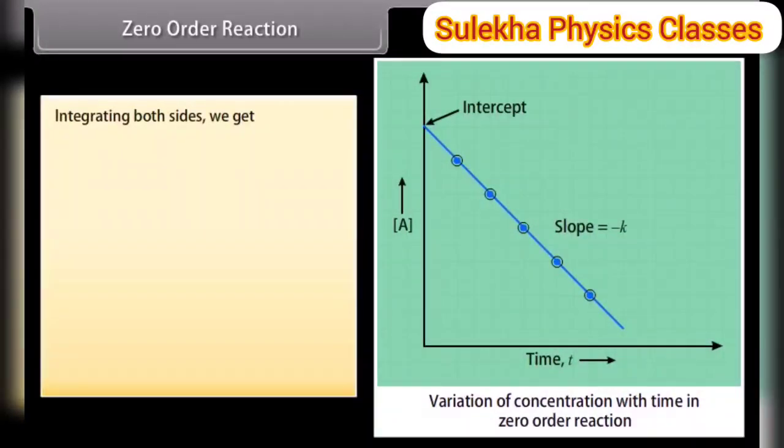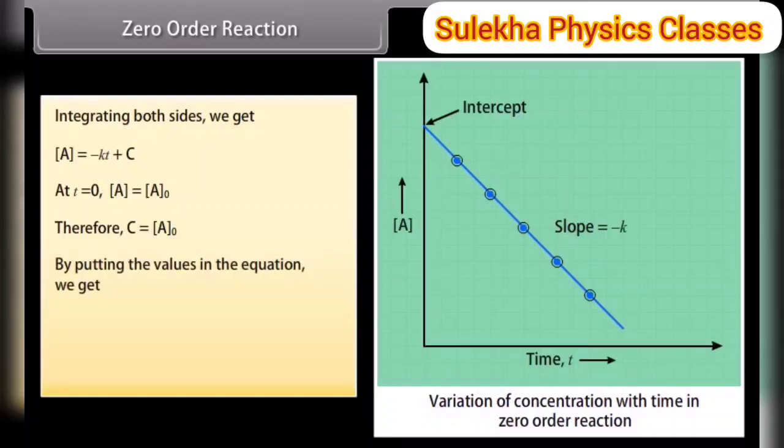Integrating both sides, we get [A] is equal to minus Kt plus C. At t is equal to 0, [A] is equal to [A]0. Therefore, C is equal to [A]0. By putting the values in the equation, we get [A] is equal to minus Kt plus [A]0. Or it can be written as K is equal to 1 upon t multiplied by [A]0 minus [A].